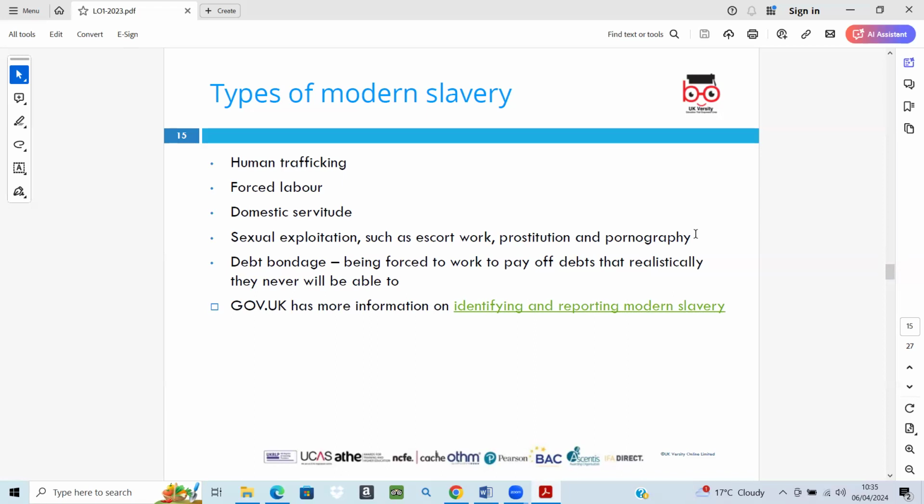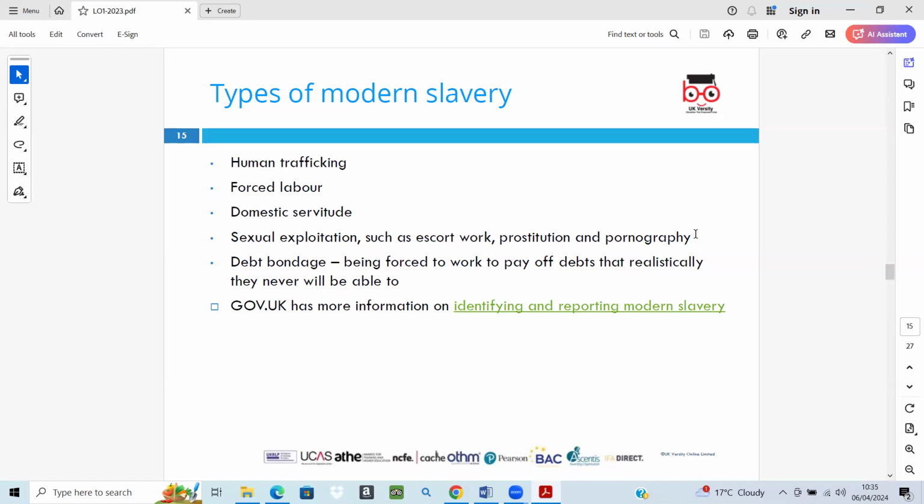Then we have forced labor, making someone work against their will, and then this is also important, domestic servitude. So that is forcing someone to work as a household servant or maid in a private home under conditions which resemble slavery. Then again, in modern slavery, we have sexual exploitation, which we discussed before, which involves exploiting someone for sexual purposes.